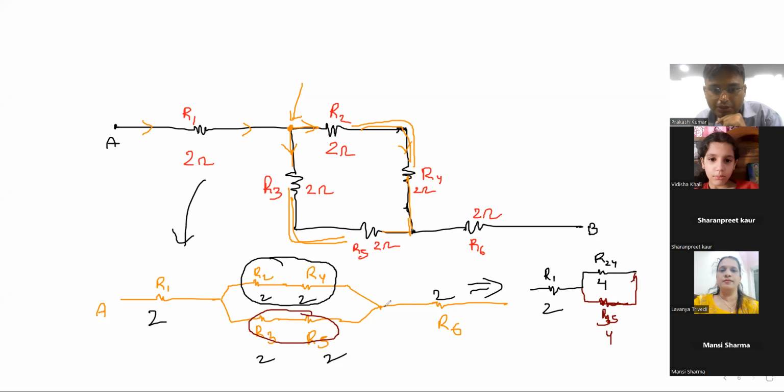And then again they are meeting at a point, and then it is R6. Right? R6 is what? 2 ohm. Then again, we have come to this diagram.